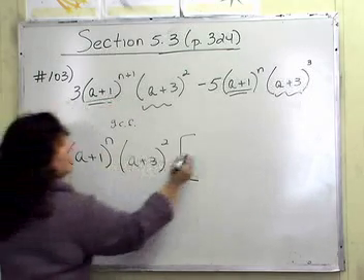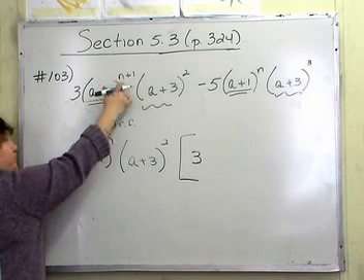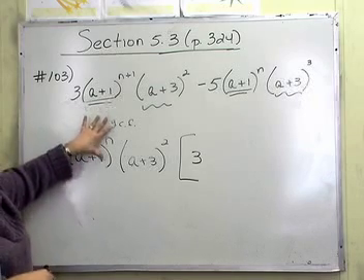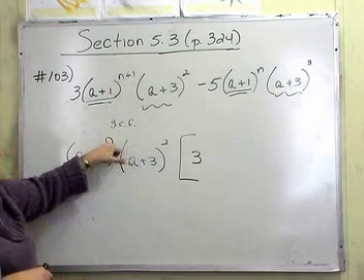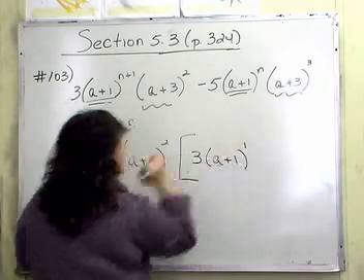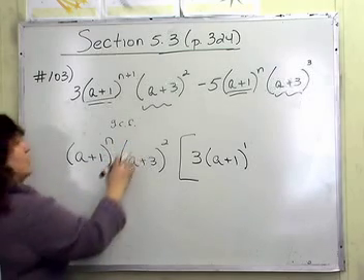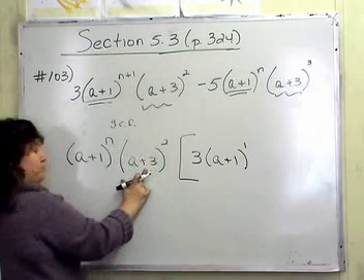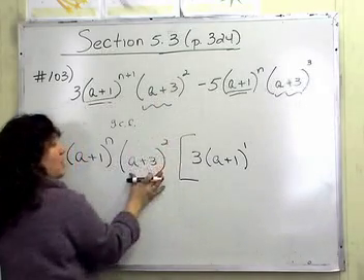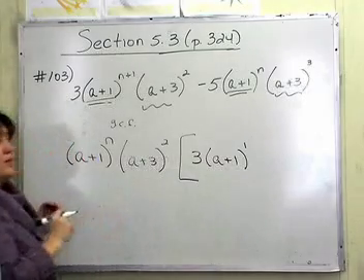Well, 3 divided by 1 is 3. A plus 1 to the n plus 1 divided by a plus 1 to the n. When you divide, you subtract the exponents. So this is n plus 1 minus n, which is just a plus 1 to the first power. Do the same with the next part. These are like bases, so you subtract the exponents. So a plus 3 to the second divided by a plus 3 to the second is 1. So that's what you're left with.